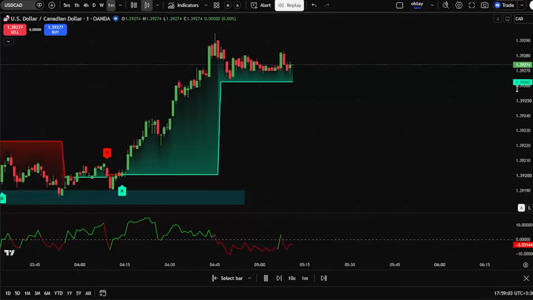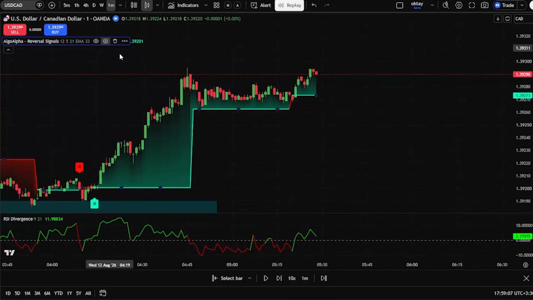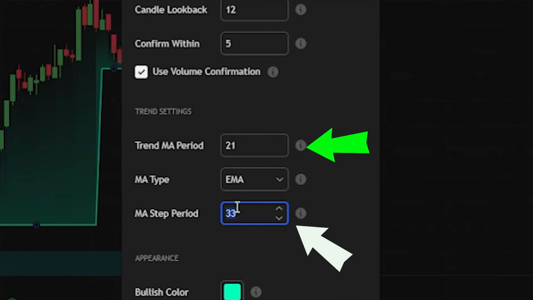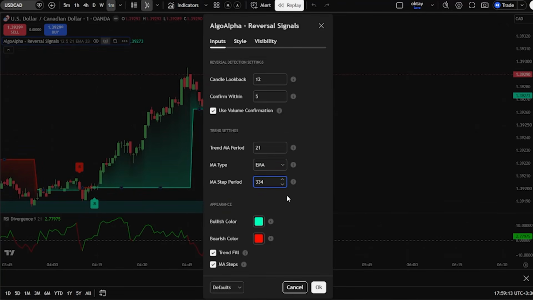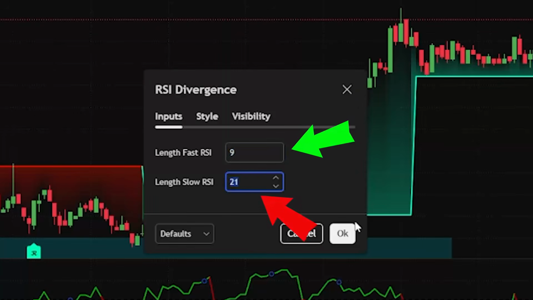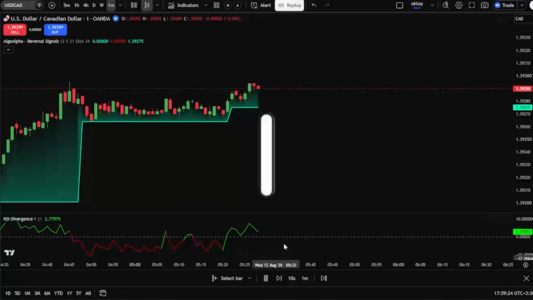In the AlgoAlpha settings, set the inputs confirm within section to 5, then uncheck the use volume confirmation box below it, and set the trend map period to 21 and the EMA step to 34. The settings for this indicator are okay now, but next, just change the RSI to 9.21. That's it. Let's go to the backtest.